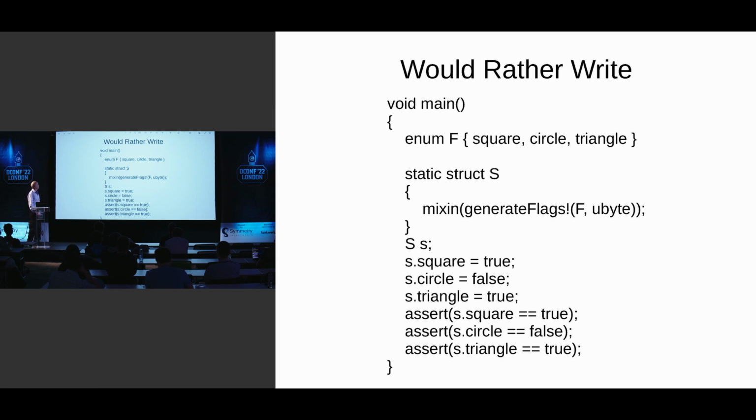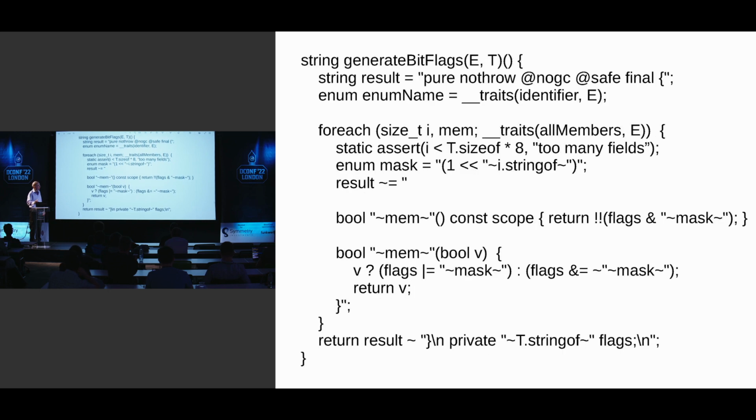And the idea is we'd rather write code like this, where we give our list of names and mixin generates the flags. And there's our unit test down at the bottom, an abbreviated set of unit tests for it. And here's the code to implement it. And I compressed it a bit and took out some special cases and some error checking so it would fit on the slide. But that's really what it is.